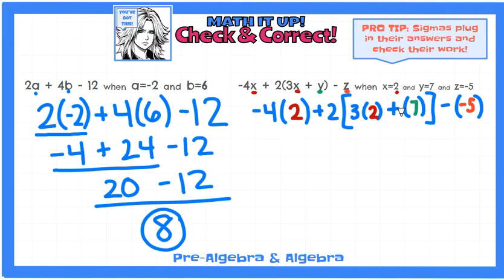So we're going to get inside here. We're going to do this as a grouping. We're going to do this multiplication first, of course. So 3 times 2 is 6, plus 7 more is 13. I'm going to bring everything else down.